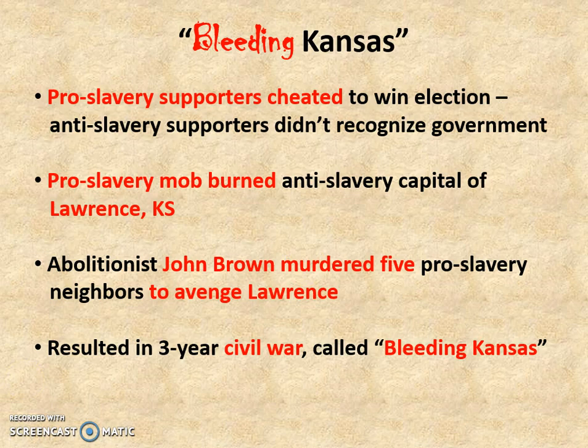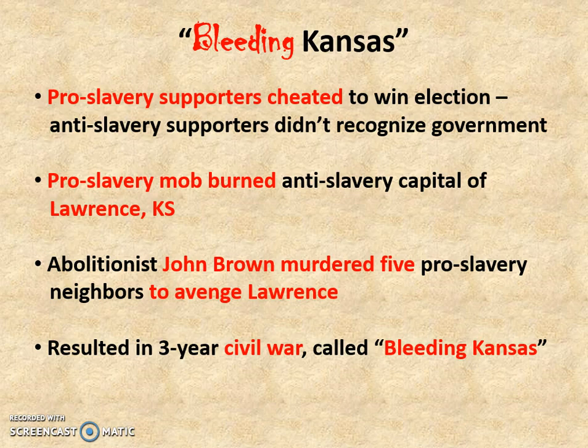So in Kansas, the debate is going to move beyond the political arena and into the streets with violence, which results in Bleeding Kansas. We mentioned that all these people are piling into Kansas to have this election about whether we're going to allow slavery or not by popular sovereignty. Well, the pro-slavery supporters cheat to win the election, but the anti-slavery supporters do not recognize their government and in fact set up their own anti-slave government in Lawrence, Kansas.